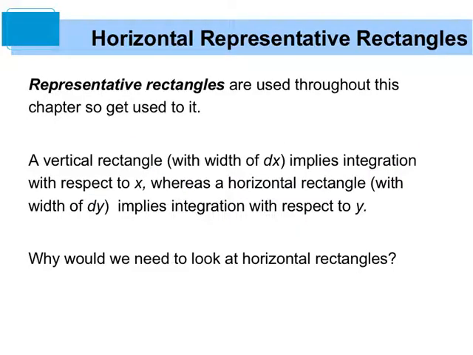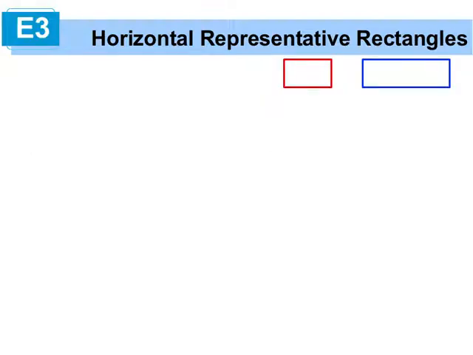So again, representative rectangles, we've done them all where they're vertical and you have a width of dx. Very, very skinny, and then we have an infinite number of them that gets us the area. But now we're going to turn them horizontally where we have a thickness which is dy. There's no question to ask yet. It's about dx. I understand.